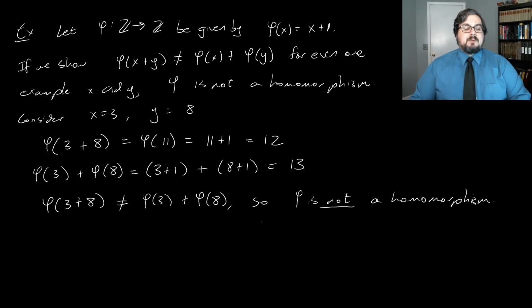So this is how we can tell that a function is not a homomorphism. If you ever want to prove that a function is not a homomorphism, you just give a single example of a pair of elements from your domain which make the homomorphism defining equation fail. Let's look at a couple more examples.